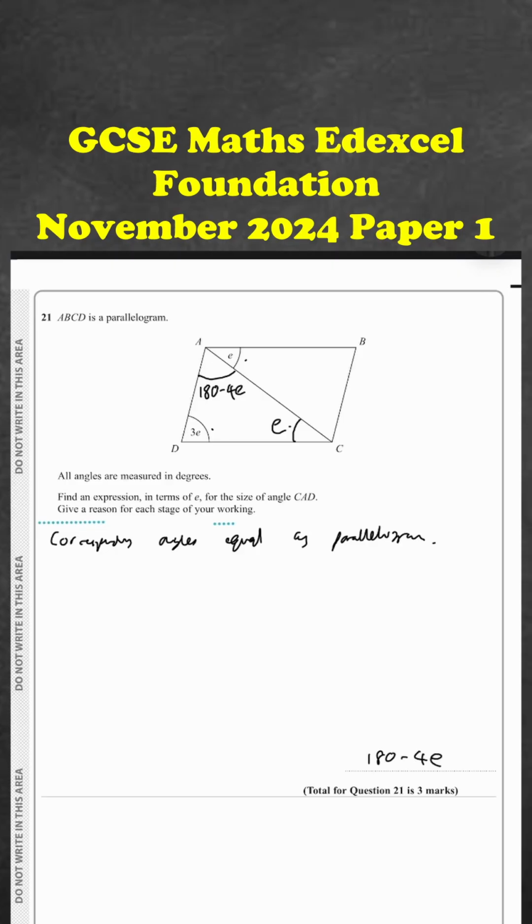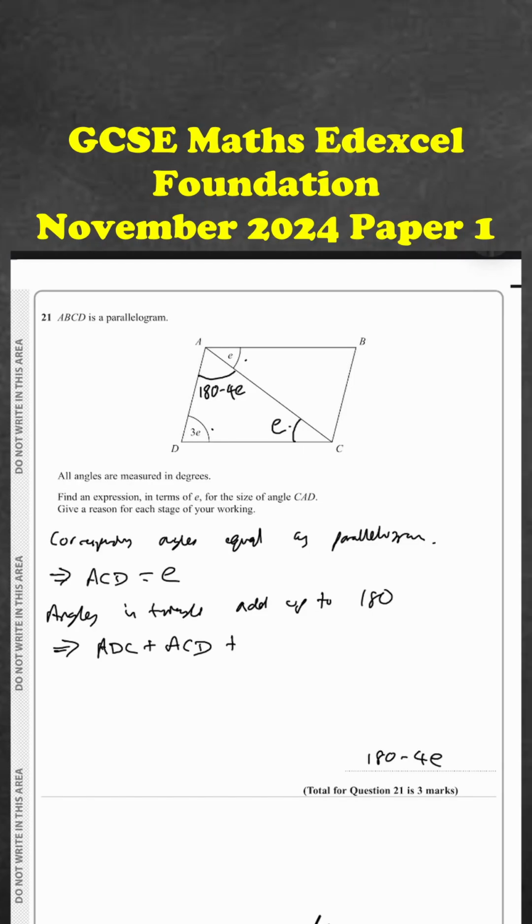So 180 minus 4E. It says give a reason for each stage of your working, so I will just write it so that we have it. Corresponding angles in parallelogram. Therefore, ACD equals E. And then I'll put angles in triangle add up to 180. Therefore, ADC plus ACD plus CAD equals 180. Therefore, 3E plus E plus CAD equals 180. Therefore, CAD equals 180 minus 4E. Something like that I'd write in the exam.